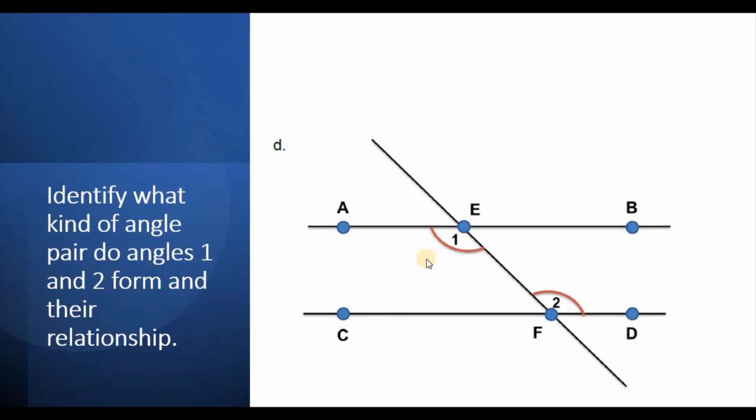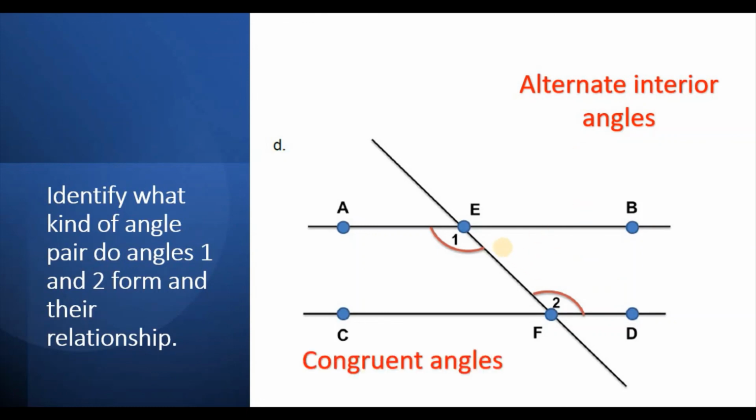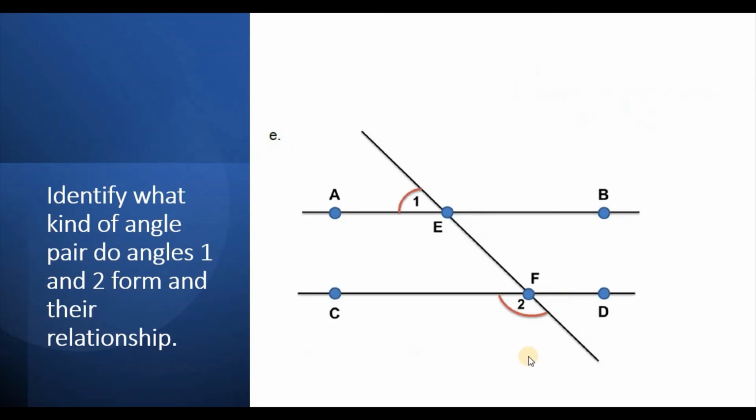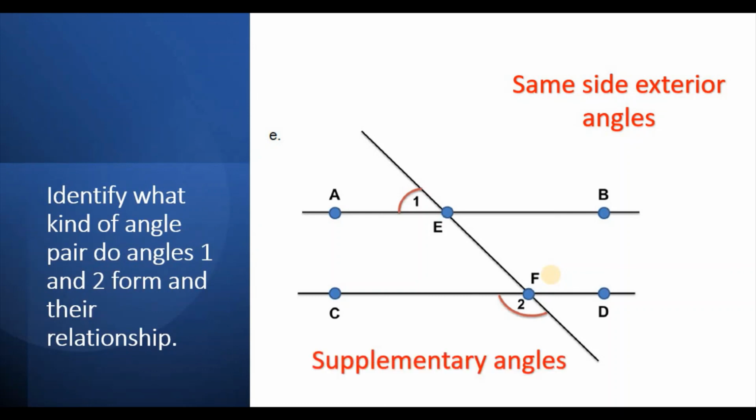Next, these are alternate interior angles. And their relationship is congruent. They are congruent angles. Last but not the least, what kind of angle pair do angles 1 and 2 form here in this example? So these are same side exterior angles. Since they are same side exterior angles, their relationship is supplementary. Okay, they are supplementary angles.